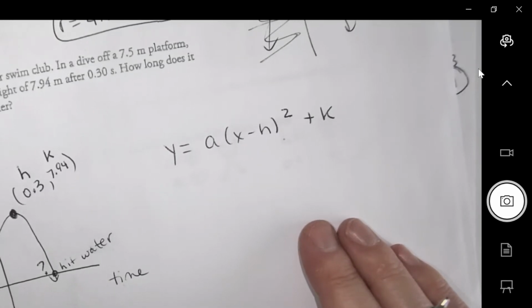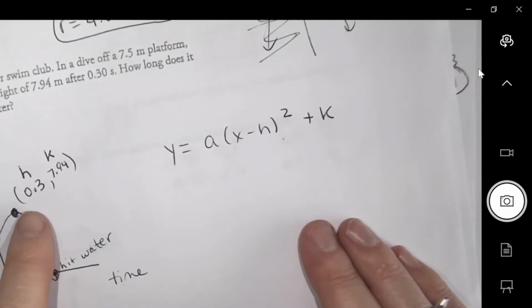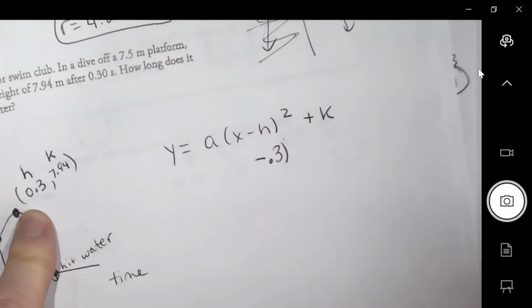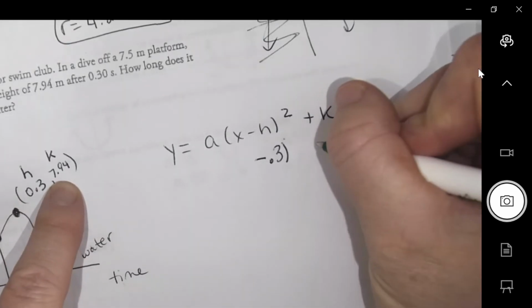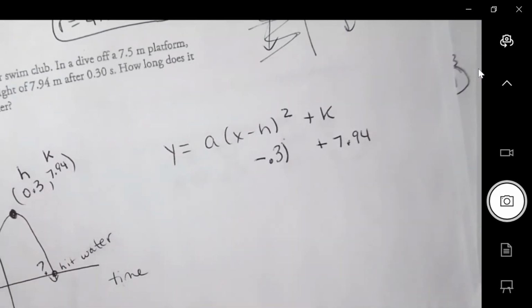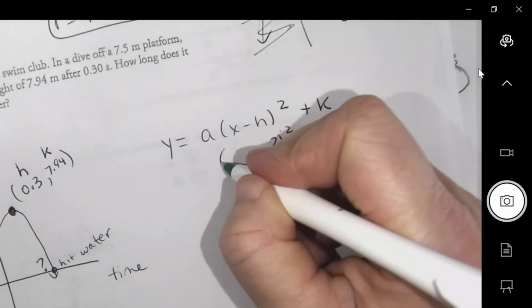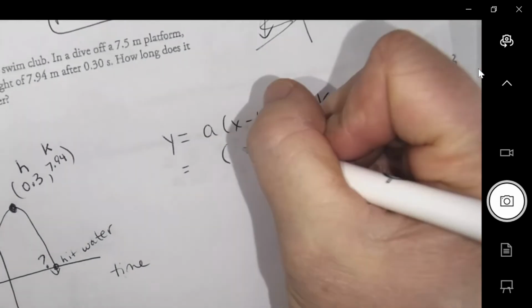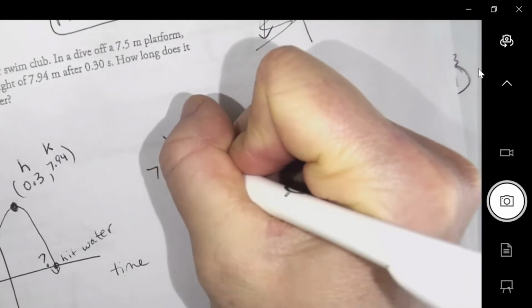Okay, can you watch me plug in my vertex first? So just watch, and then I'll let you type this. I'm going to do this. Minus 0.3 there. That's the h, but I'd have to do it as an opposite because it's got a subtract sign on it. And a plus 7.94. So that's me replacing the h and the k. So can you do that? Okay, now put in the x and the y.